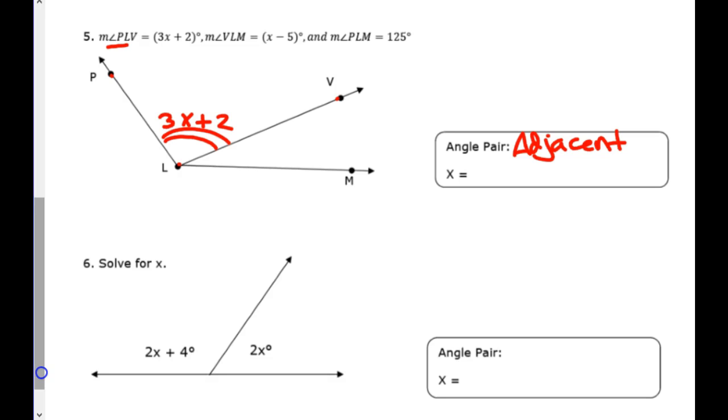Also, reading the problem, we are given the measure of angle VLM. From V to L to M, you can see those 3 points make an angle, and that's going to be this angle right here, which is labeled, or the measurement is x minus 5. And then we're given PLM, the measure of angle PLM, which is the whole thing from here to here to here, right? So that's the whole thing. That's 125.